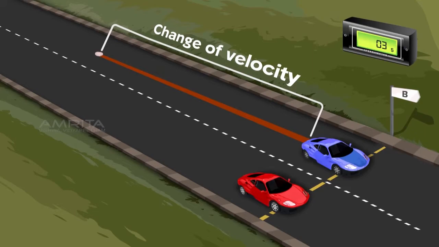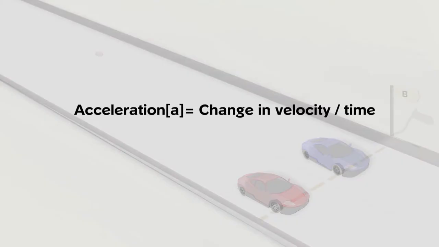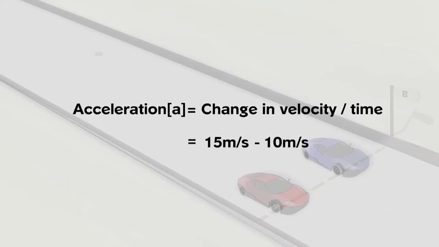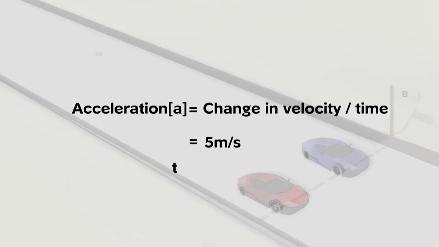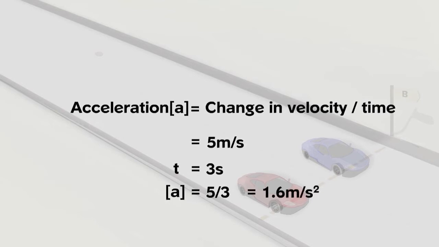Acceleration is calculated as the rate of change of velocity. That is, acceleration a is equal to change in velocity by time. Here, change in velocity is 15 meters per second minus 10 meters per second, which is 5 meters per second. t is equal to 3 seconds. Therefore, acceleration a is equal to 5 by 3, which is 1.6 meters per second squared.